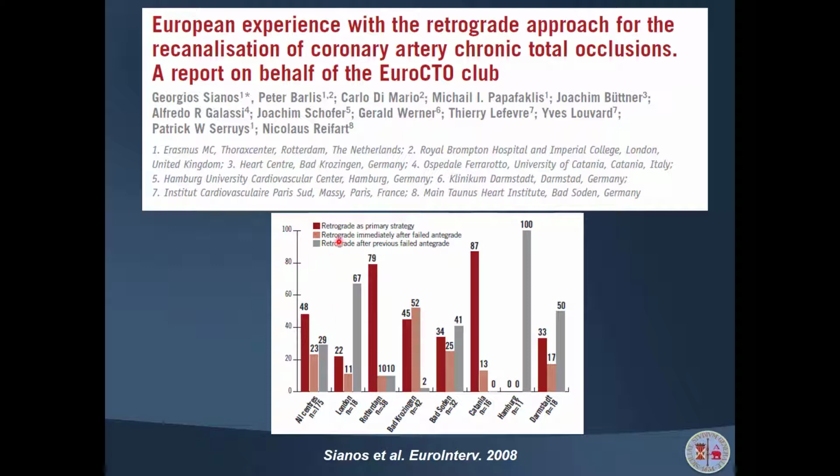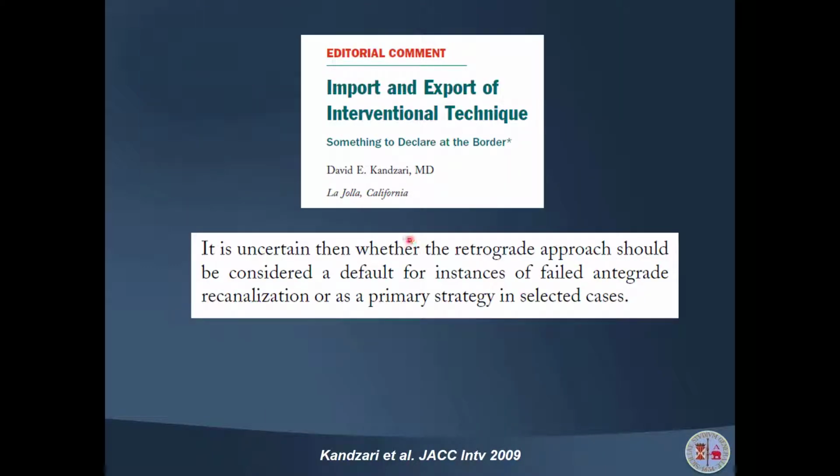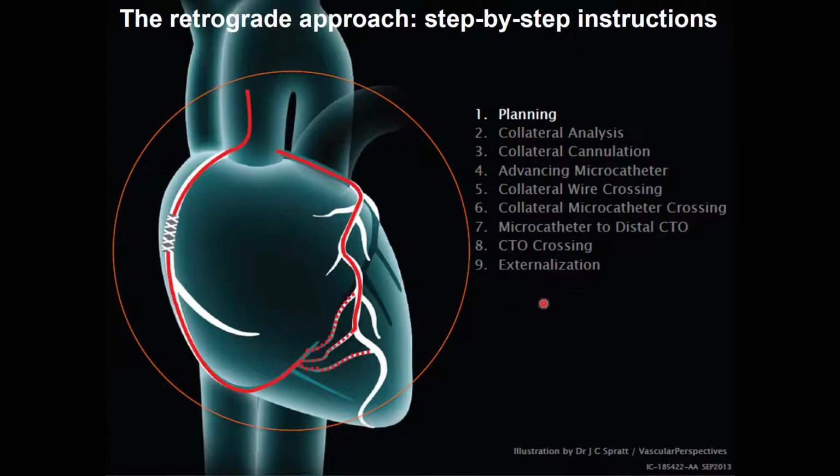So there were differences among centers at the beginning, and indeed in this editorial by David Canzari, he was saying that he's uncertain whether the retrograde approach should be considered as a default for instances of failed antegrade or as a primary strategy in selected cases. And indeed, this was 2009. Now, after more or less 10 years, we are totally changing our attitude. Why? Because, of course, there are differences mainly in microcatheters, wires, and also techniques and devices.